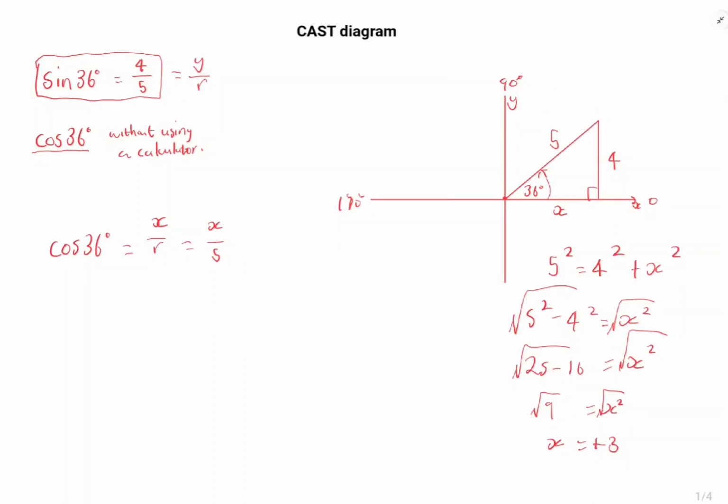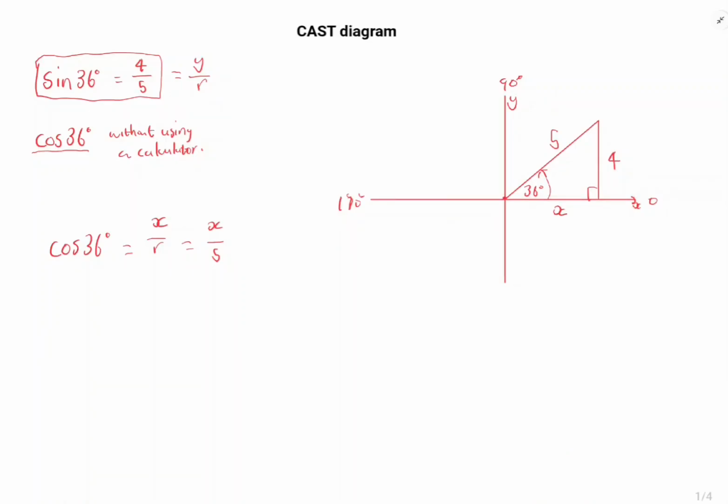And so now that we have this, we can go ahead and say that cos 36 degrees is equal to 3 over 5 without using our calculator, right? When you type this in your calculator, you're not going to get this. This is just an example. Sine 36 degrees is not really 4 over 5. This was just for the sake of an example. Keep note of that.